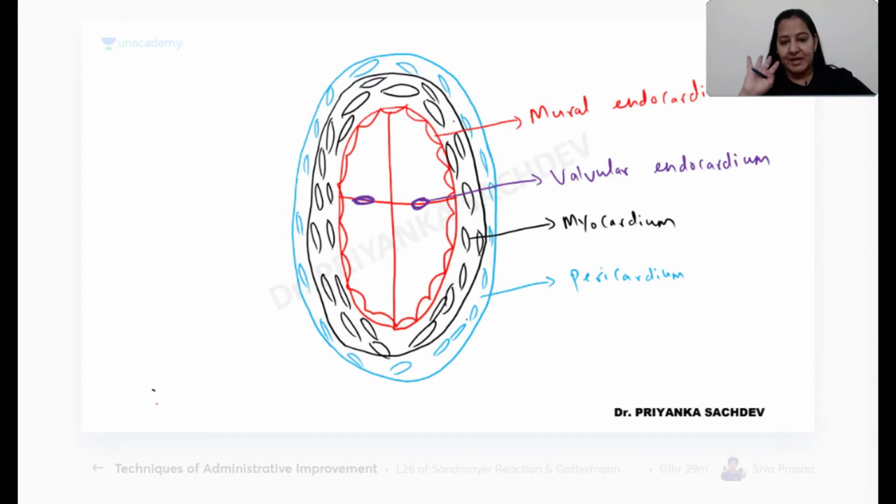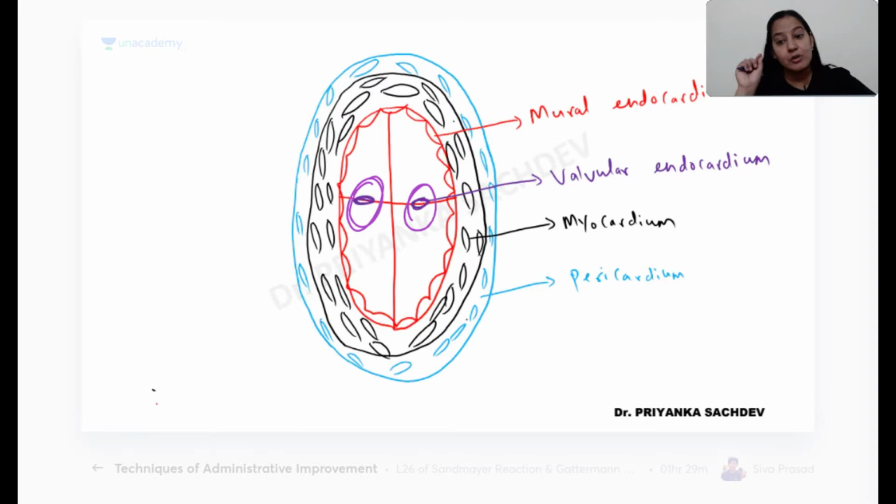So endocarditis I am teaching particularly now. We will continue with myocarditis and pericarditis later on in this lecture only. Endocarditis is the most important topic for theory as well as MCQs. Now I want to highlight one thing here. Can you see I have drawn 2 valves with purple color? This one. I have drawn the mitral valve and tricuspid valve.